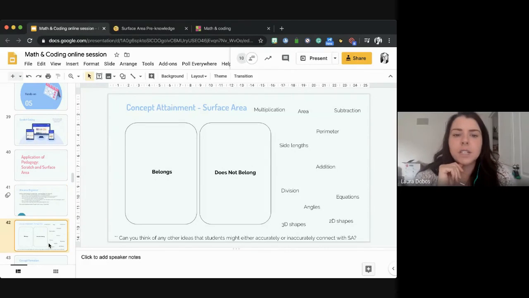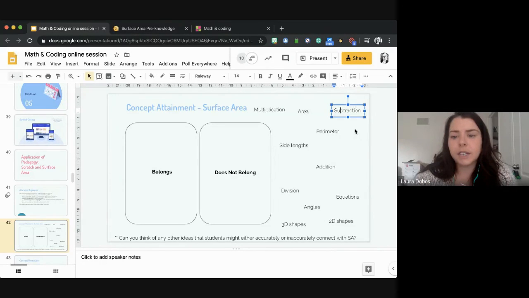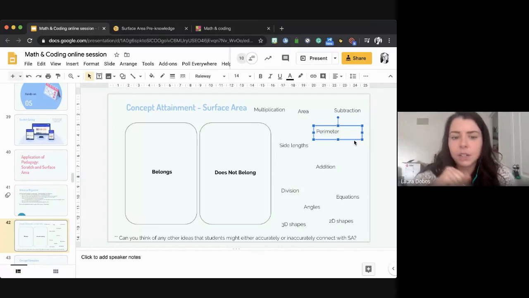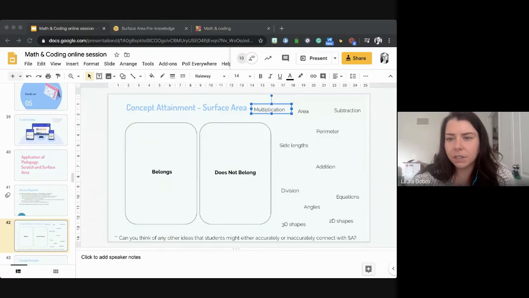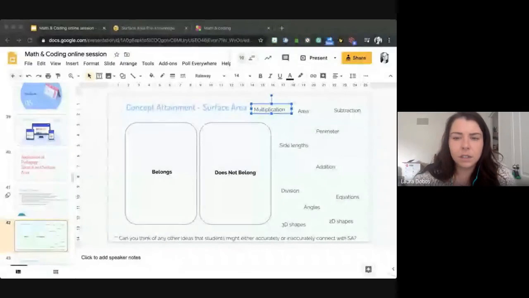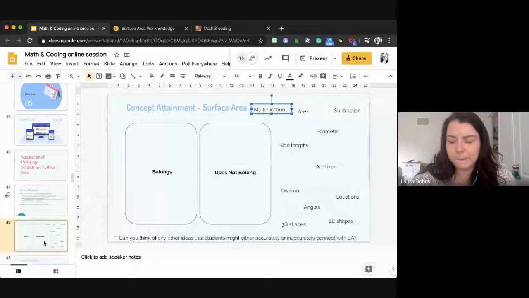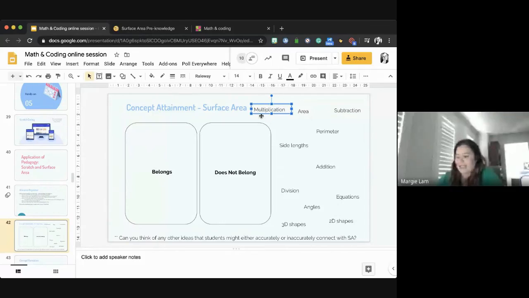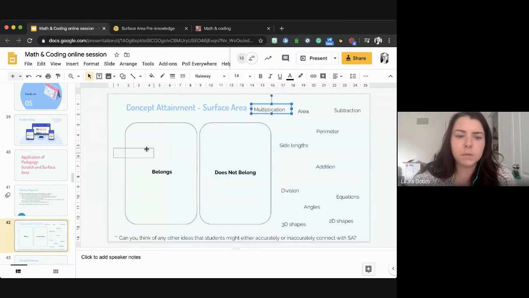So then moving on to concept attainment. I've got these two bubbles set up, and then these different words that can just be dragged into the correct box. So when we're talking about surface area, does the term multiplication belong or not belong in the concept? And you can just put your answer in the comments. Someone says awesome, yes. So yes, I'm going to then just drag this over into belongs.